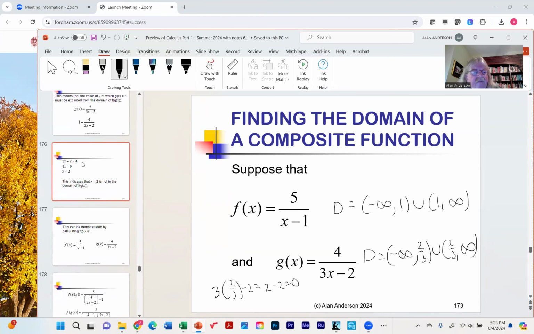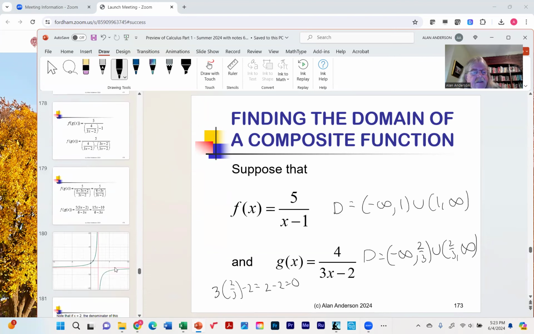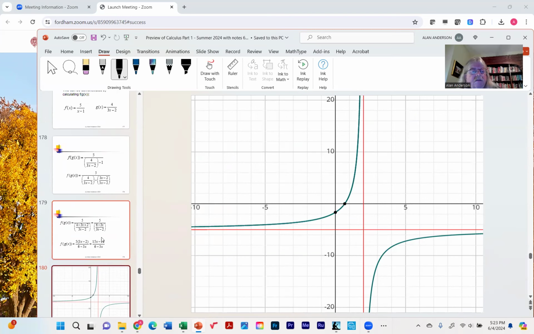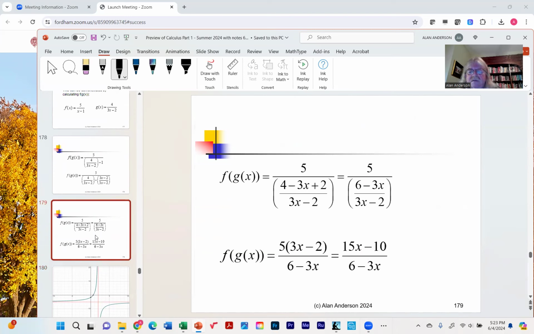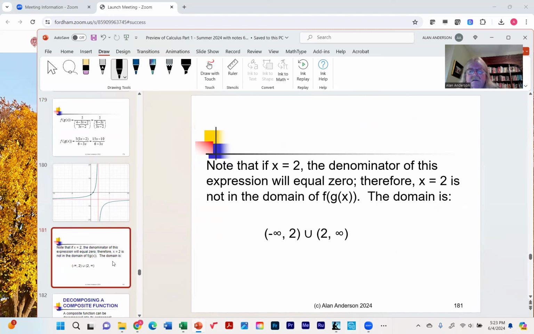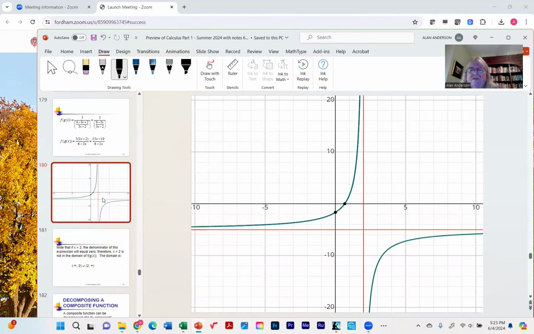So there's a graph, by the way, there's a graph here of the composite function of these two. And let's see, the composite is this. So we end up with an asymptote. The bottom line is we end up with an asymptote of 2. Okay. So in other words, the domain is everything except 2.